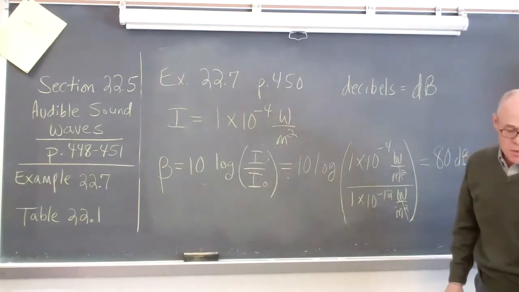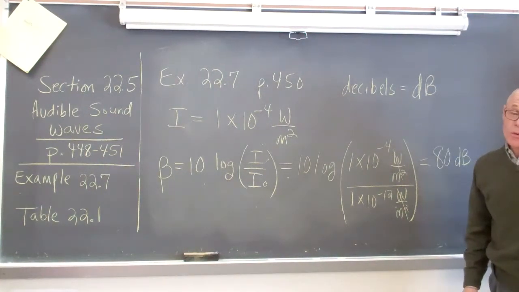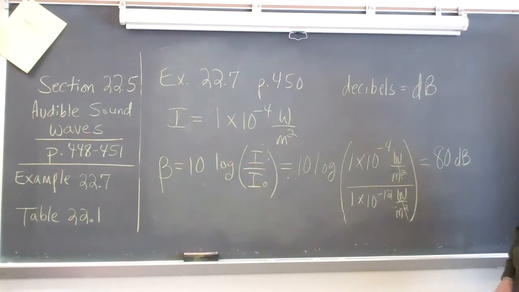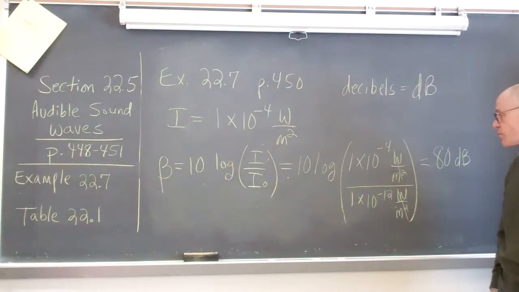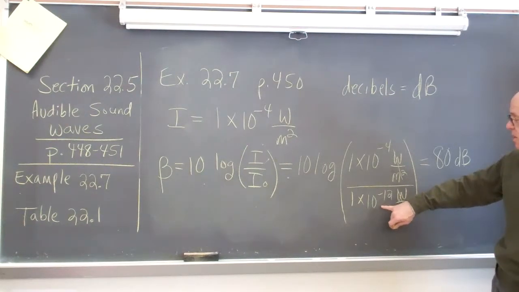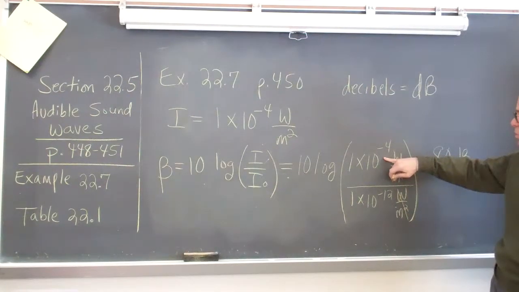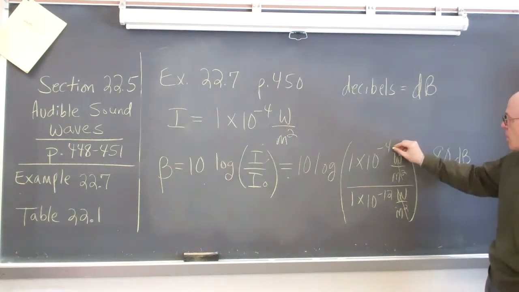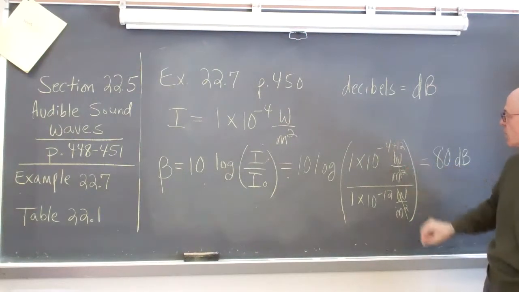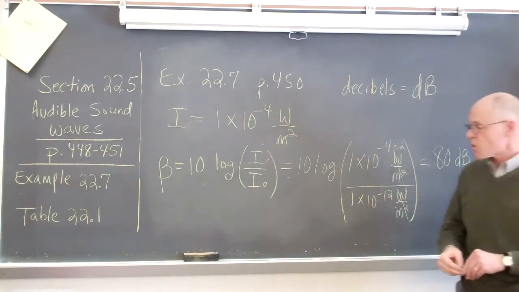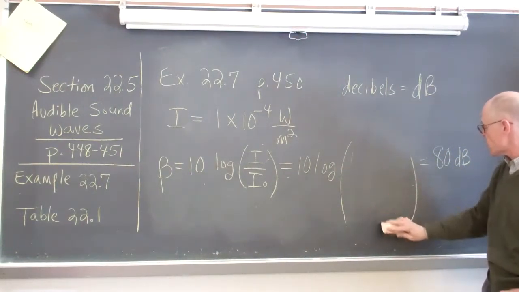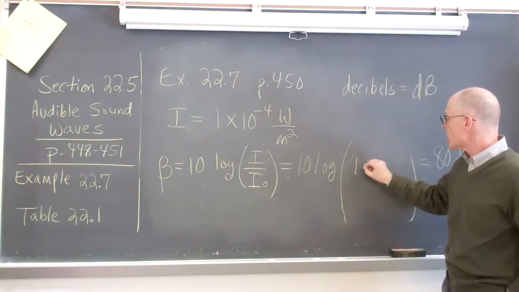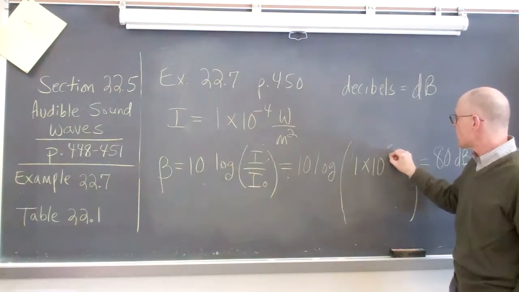Now there's another way you could do this too. Knowing the rules of exponents, you could just look at this number and say, okay, 1 divided by 1 is 1. And if I was to take the 10 to the minus 12 and flip it up into the numerator, that would become minus 4 plus 12, or 10 to the 8th. So everything inside the parentheses then simplifies to 1 times 10 to the 8th.